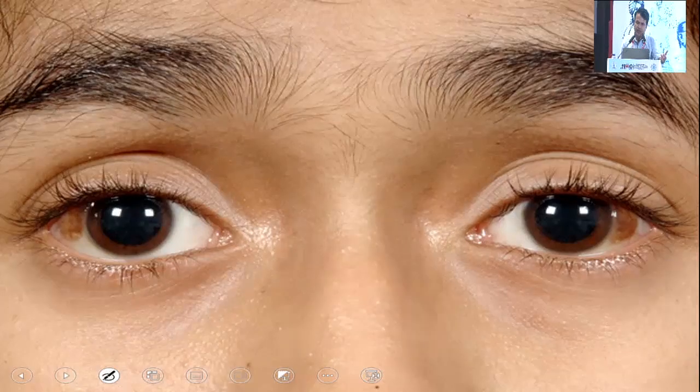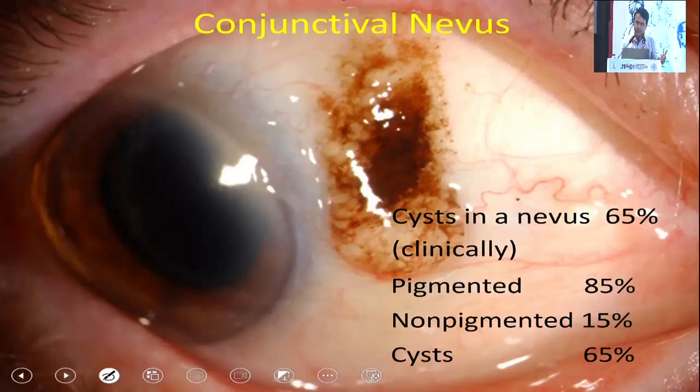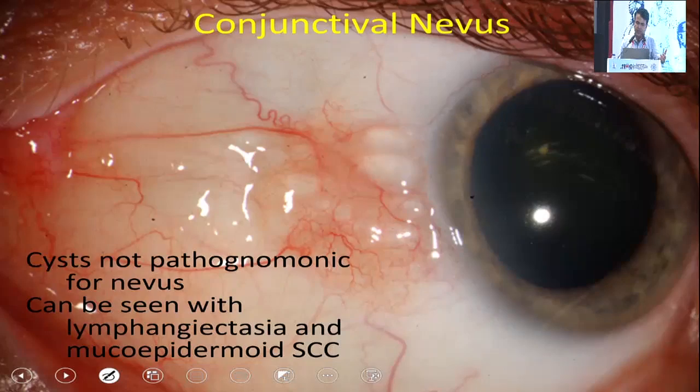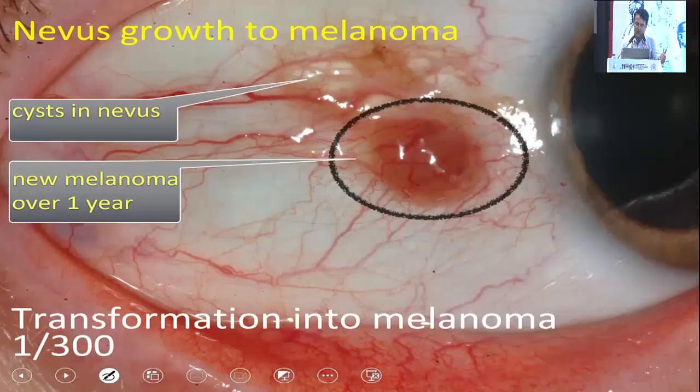Nevi can also be bilateral, as you see here. Now, cysts are seen in nevi in about 2/3 of patients. Cysts are clinically seen if it is less pigmented, but otherwise it is seen on imaging. Cysts are not pathognomonic of a nevus. Cysts can be present in lymphangiectasia and also mucoepidermoid squamous cell carcinoma. It should be very clear what you see.